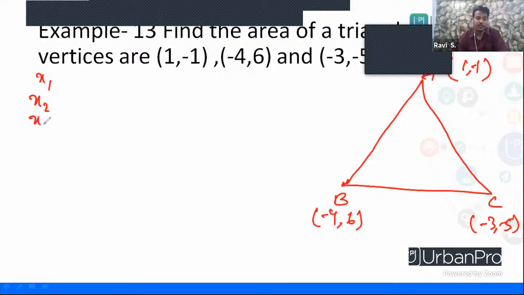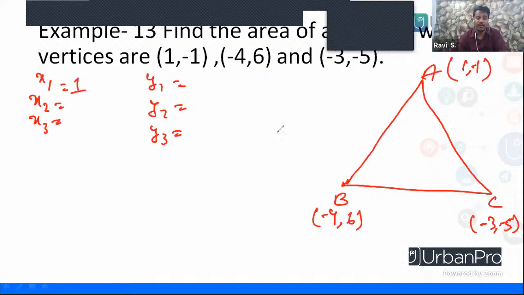Suppose you don't want to read any values, so just write down x1, x2, x3, y1, y2, y3, all the values, in one place. So x1 here, let's assume this is our x1. So x1 is 1, then x2 will be -4, and then x3 will be -3 here. Similarly y1 will be -1. Don't do it like this. Suppose you are counting from here x1, y1, and now you write y1 as this -6. No, this will be wrong. So y1 is -1 here, and y2 will be 6, and y3 will be again -5.